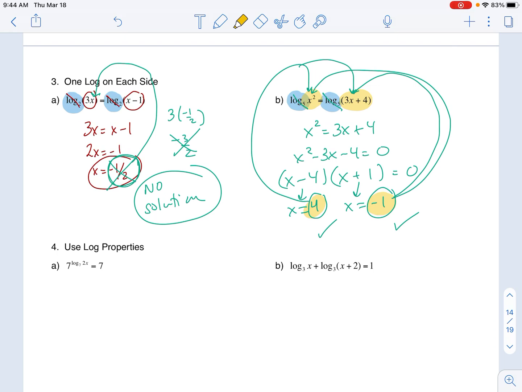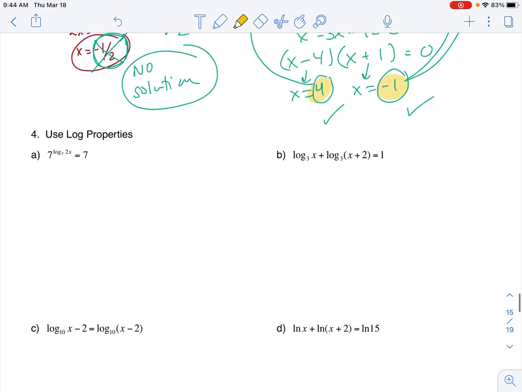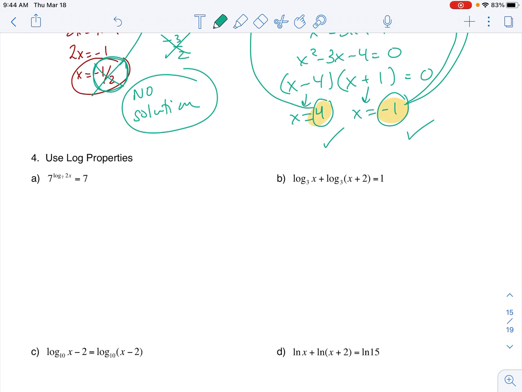All right, the last type of log problems are ones where you're using the log properties, okay? So this one has a couple ways you can solve it for A. The first thing I noticed is that those are both the same bases, so it might be easier. There are so many ways to do this, but the property on the left, let's talk about that. It's 7 raised to log base 7, so our property tells us that's just 2x, and then I can just solve this. So again, just using those properties.